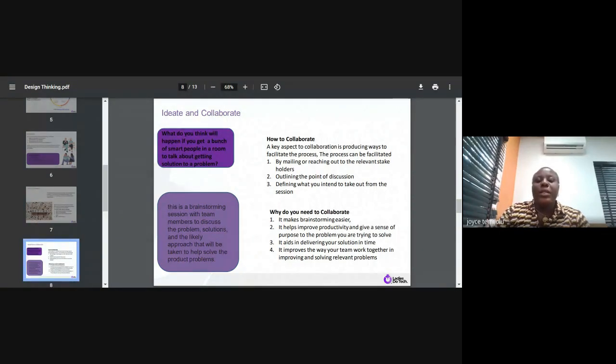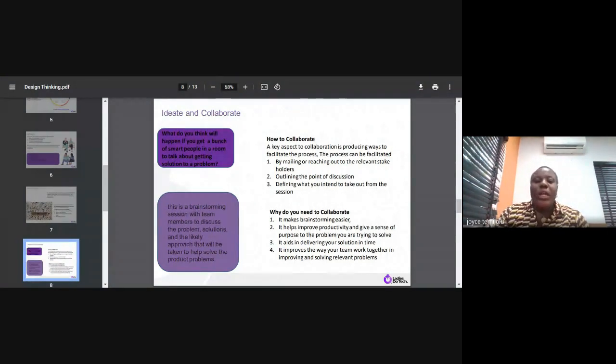This process can be facilitated by mailing and reaching out to relevant stakeholders. If you need to meet your team to collaborate on a particular problem, you can reach them via mail and make sure you're sending the mail to the right person. And in your mail, you should be able to outline points of discussion.